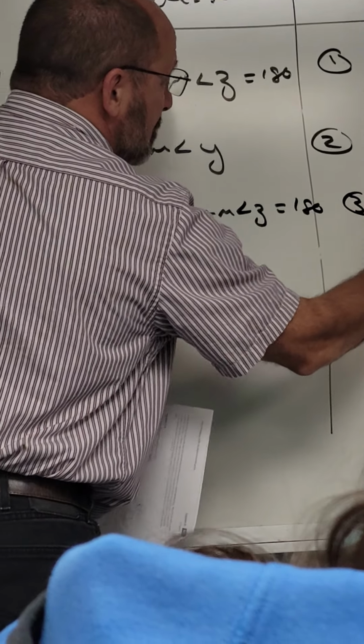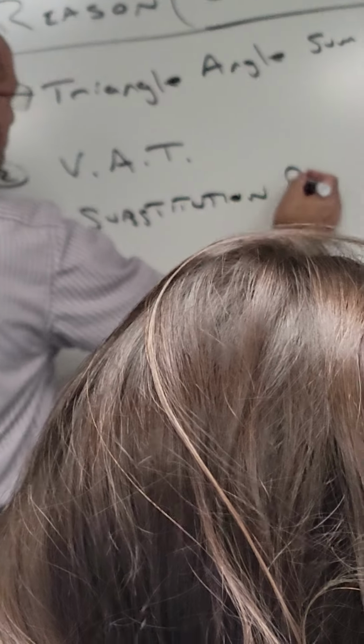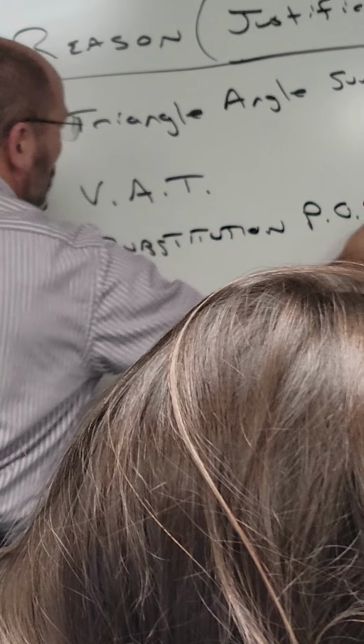What property did I just use? Substitution property of equality. And again, property of equality, just abbreviate that POE. Am I done? No. Again, what were you asked to prove? That the measurement of angle W plus measurement of angle X plus measurement of angle Z equals 180.